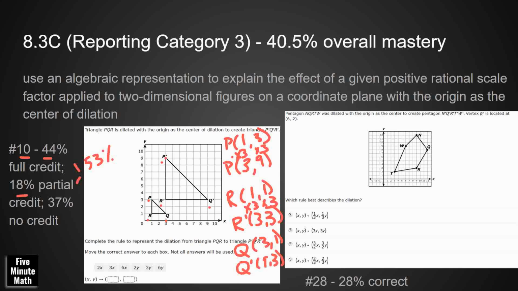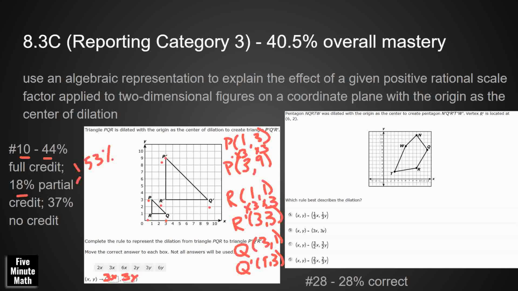Now, we do need to get these in the right order. So I need this first one to be 3x and the second one to be 3y. If for some reason you inverted those and did 3y, 3x, they'd both be wrong. So we need that 3x first, that 3y second. As you can see, we did fairly well on that one as compared to number 28.